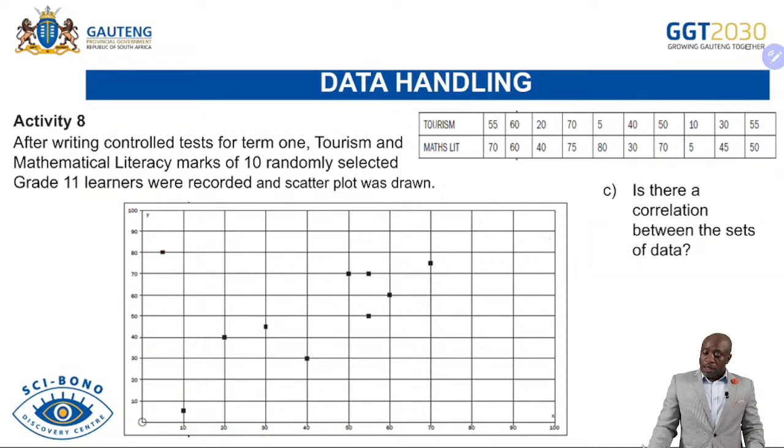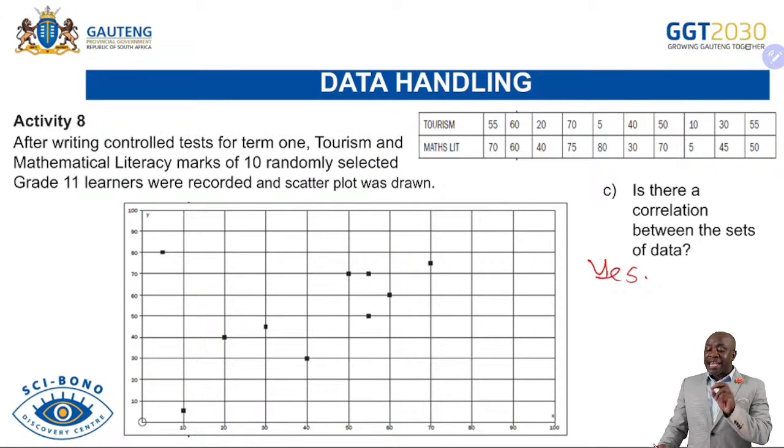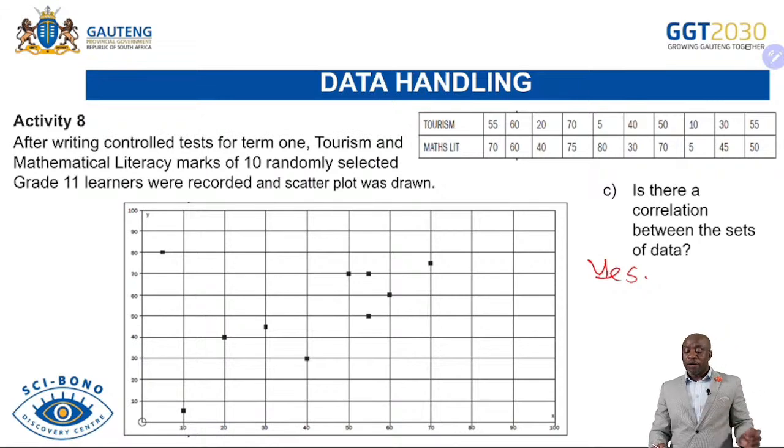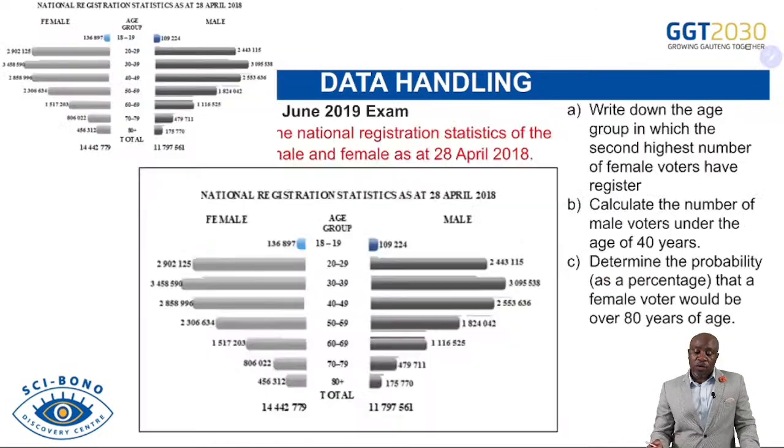Now, is there correlation between the two sets? Yes, there is some correlation. We're very mindful of using absolute words. We say there is some correlation. So they will say there is some correlation.